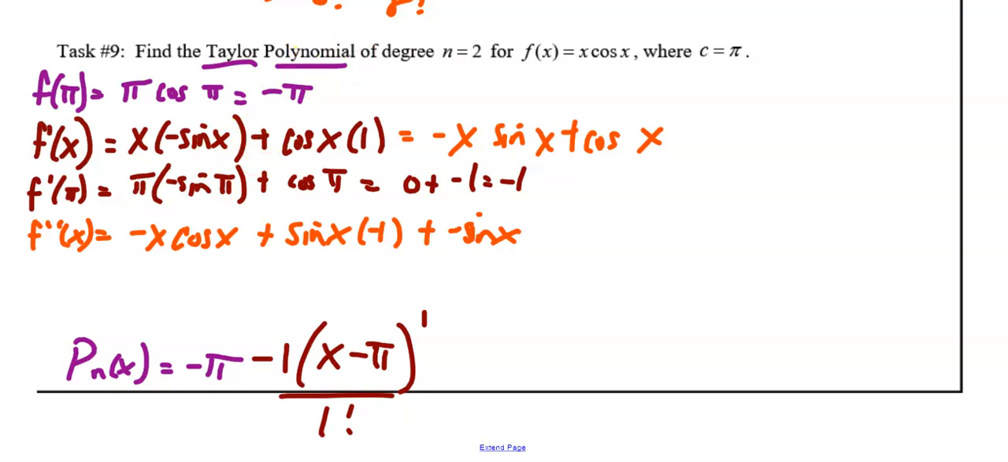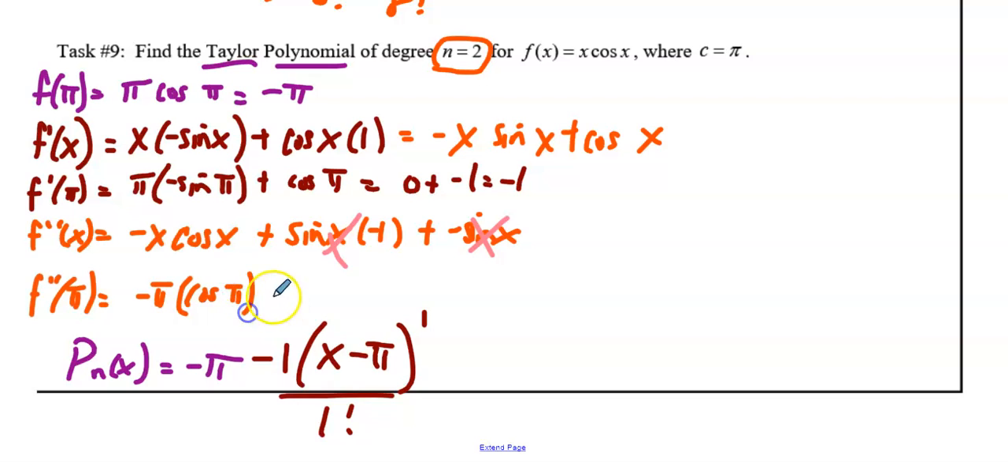And we're really just looking for the value, and we're not having to take another derivative because we're only looking where n equals 2. So this, again, is a degree of 2. So we have a degree of 1 here. So our next term is going to be 2. So I can go ahead and just say that if I plug in pi, this is going to go away, and this is going to go away. So what am I left with? I'm left with negative pi times the cosine of pi. Well, the cosine of pi is negative 1, so negative pi times negative 1 is just simply pi.